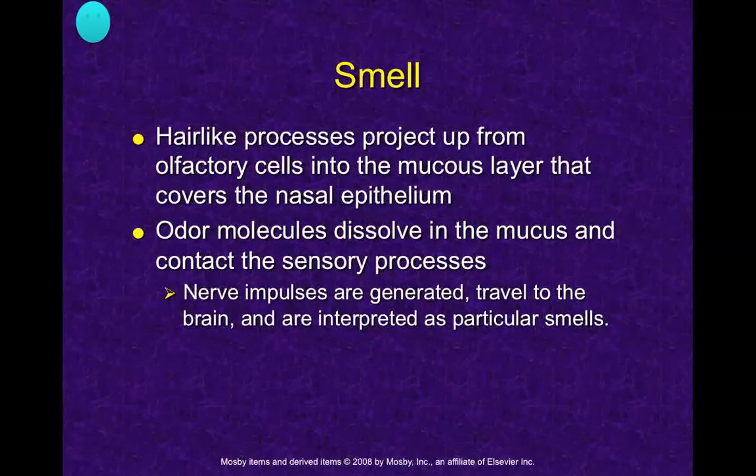So there are hair-like processes that project up from these little olfactory cells into the mucus layer that covers the nasal epithelium, so it covers the skin and the mucus on the inside of the nose. Odor molecules dissolve in the mucus and contact the sensory processes. And then these are changed through chemical processes and turned into certain smells within the brain.